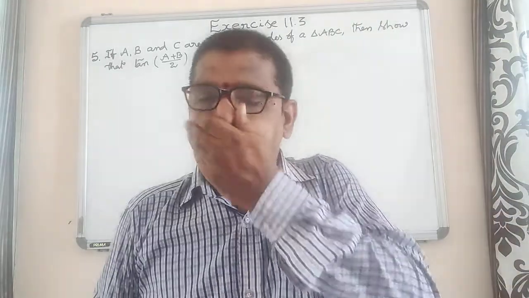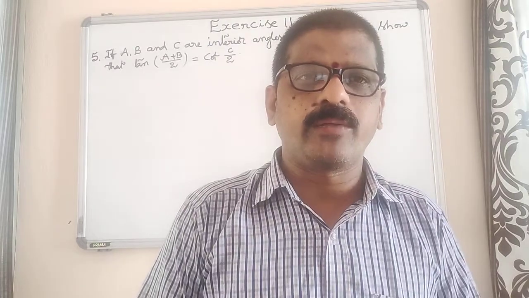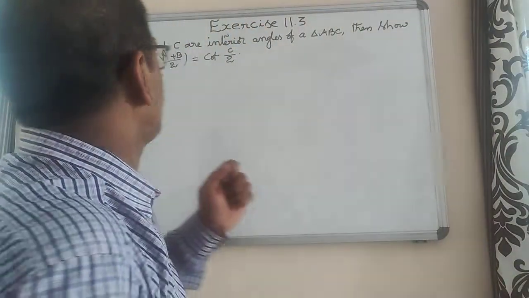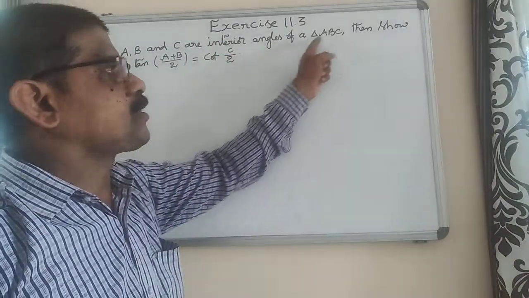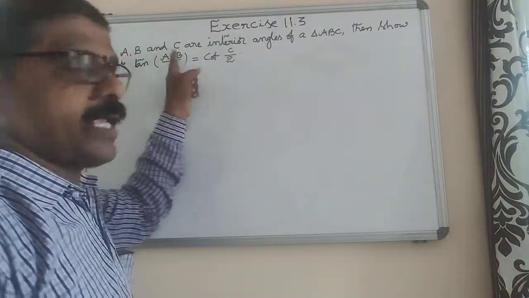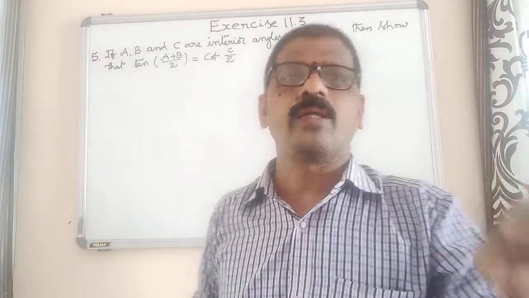We discuss the fifth question from exercise 11.3, trigonometry chapter. So what is the question given? If A, B and C are interior angles of a triangle ABC, then show that tan (A plus B) whole by 2 equals cot C by 2.